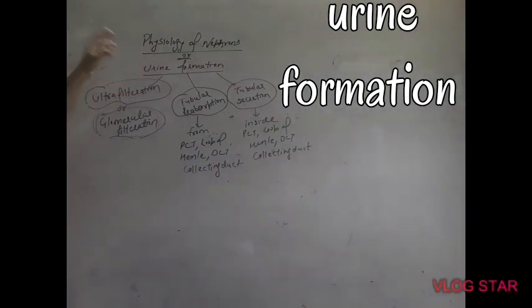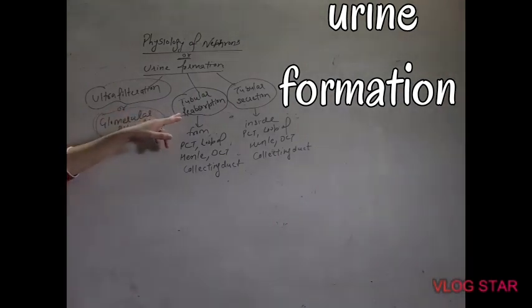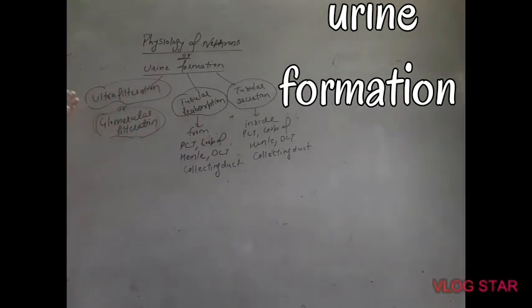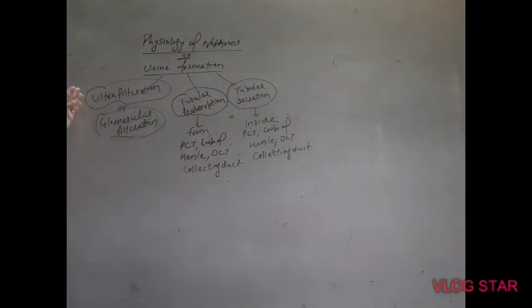Let us study this process of urine formation, which includes 3 steps. The first is ultrafiltration, which is also known as glomerular filtration, and the second is tubular reabsorption, and the third one is tubular secretion. What is ultrafiltration? This is known as ultrafiltration.